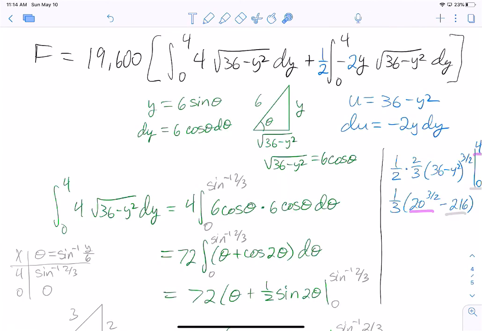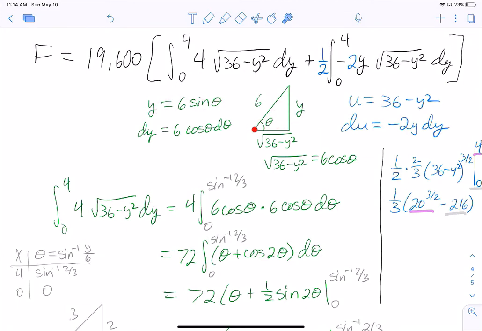Okay, that may have taken quite a while, but here we are. Looking at our integrand from the integral from 0 to 4 of 4 times the square root of 36 minus y squared dy. That's the one we said was going to need a trig sub. And because our radicand is 36 minus y squared, we know we're going to use the sine function.